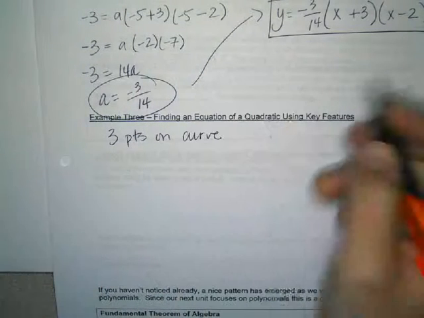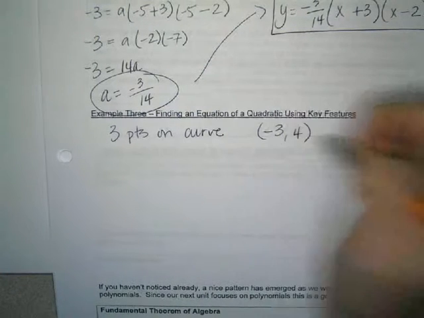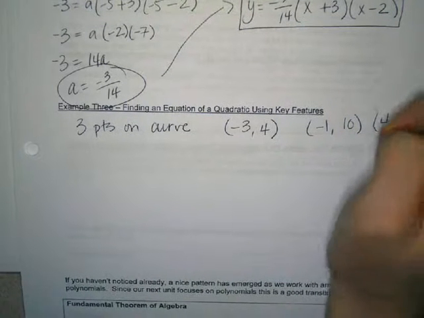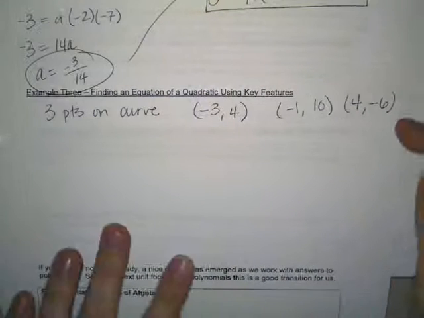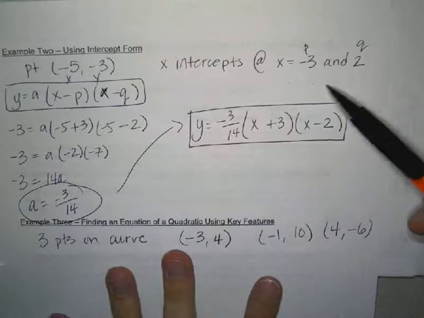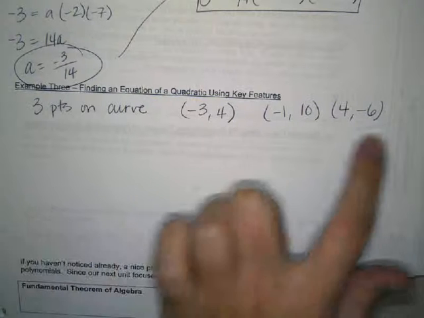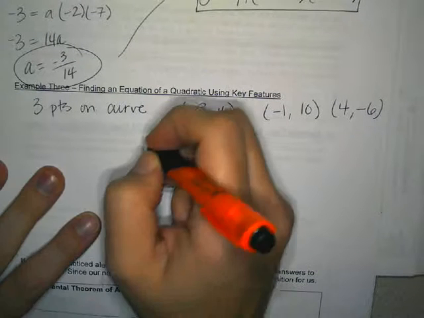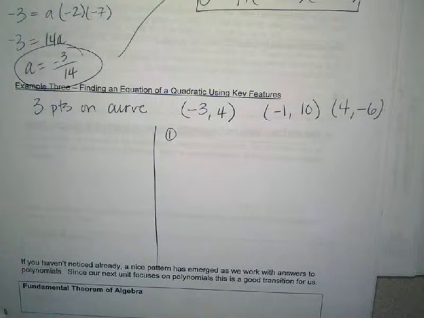Okay, so these 3 points are going to be (-3, 4), (-1, 10), and (4, -6). When you're given 3 points, where 2 of them are not designated like a vertex or an x-intercept, but you're just given 3 points that lie on the curve, we actually have to use the regression feature of our calculator that we've used before to come up with our equation. So you might want to draw a line here. We're going to write some steps. You'll need a graphing calculator for this type of problem.